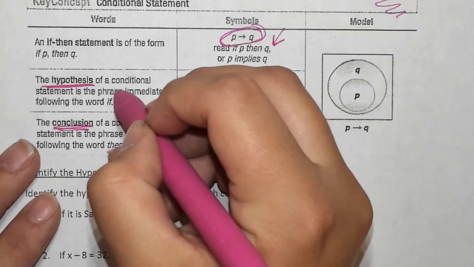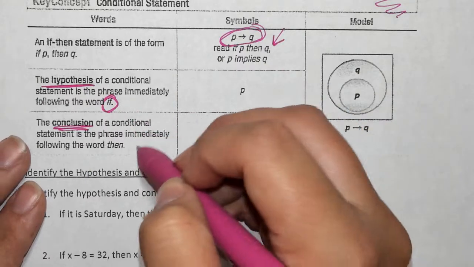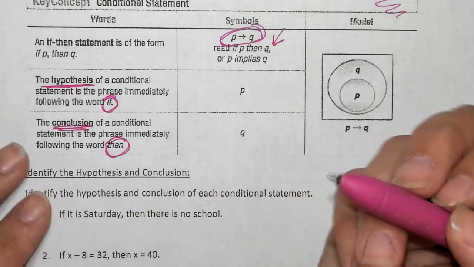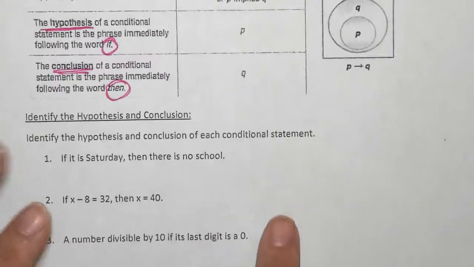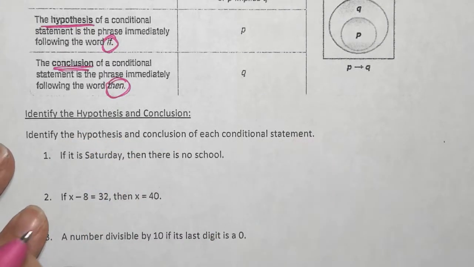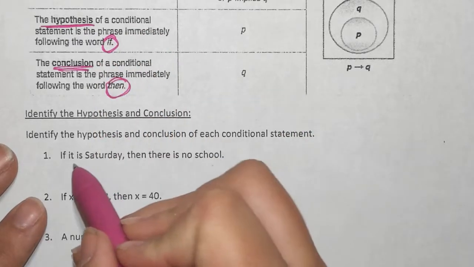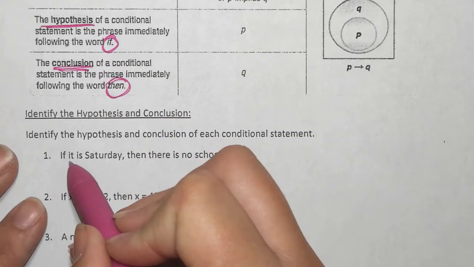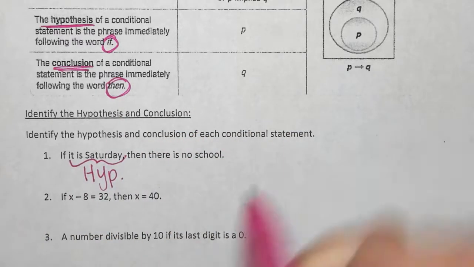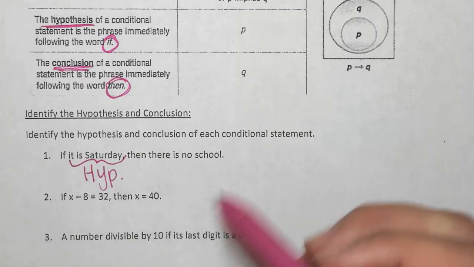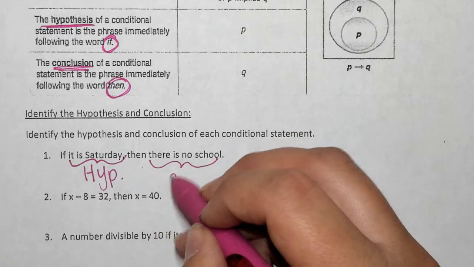P always comes after the word if. Q always comes after the word then. If, then. So in these three, we need to identify the hypothesis and the conclusion. Well, P is your hypothesis, and it comes after the word if. So here's the word if. So your hypothesis is if it is Saturday. That's what we're hypothesizing. If it's Saturday, then, so your conclusion is next, there's no school.